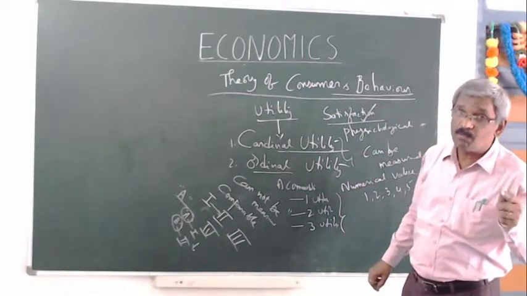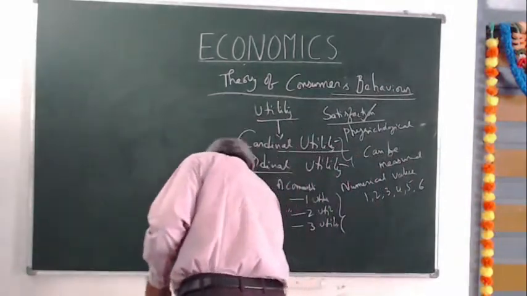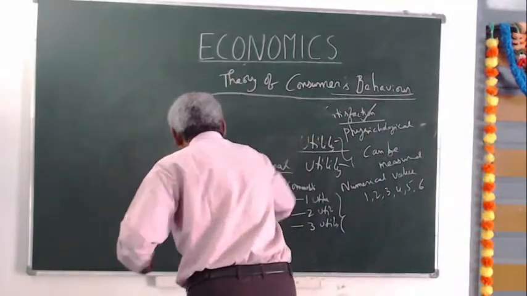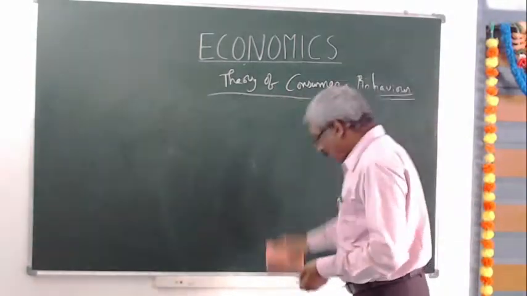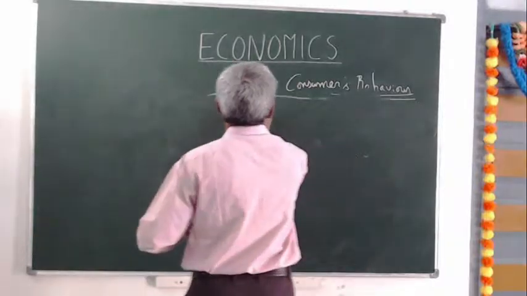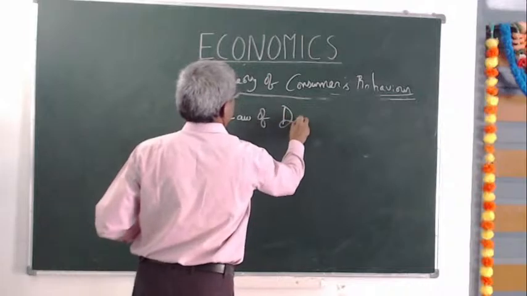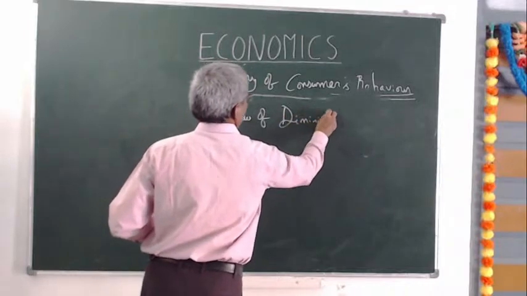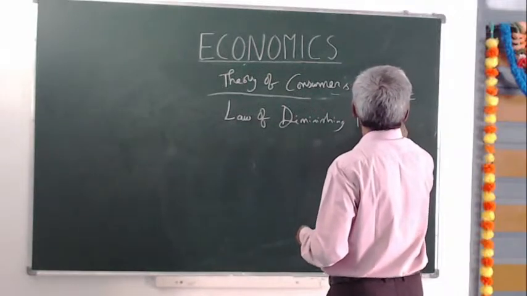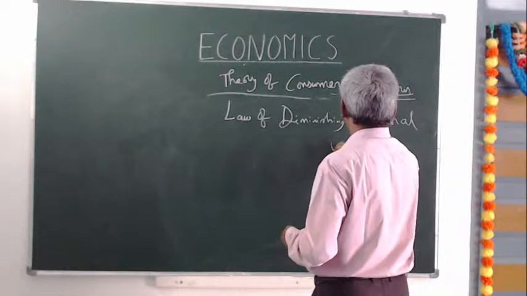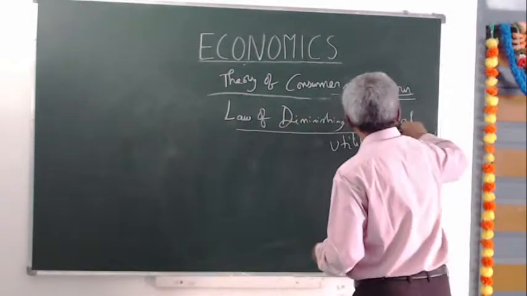This is very, very important for a 10 mark question. The law of diminishing marginal utility. The law of diminishing marginal utility is very important for the second chapter. The law of diminishing marginal utility. This is very, very important for a 10 mark question.